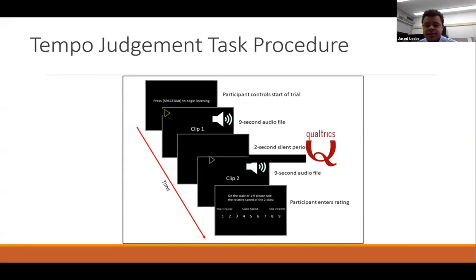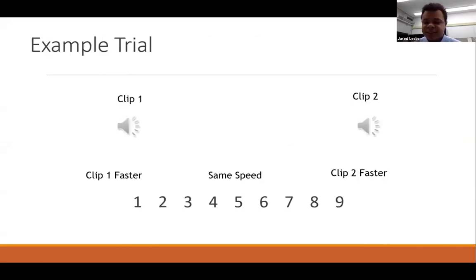Participants would then progress through 27 trials, and they were given a mandatory practice trial and offered an additional trial upon request. All right, so today I wanted to go through an example trial with everybody here. This has always been a fun example to do with people, and it's really fun that we can continue to do it over Zoom. So I'm going to play you the first clip, and then the second clip, and as you're listening, I want you to think on a scale of 1 through 9, with 1 being clip 1 faster, 5 being the same speed, and 9 being clip 2 faster, what you would rate these clips.